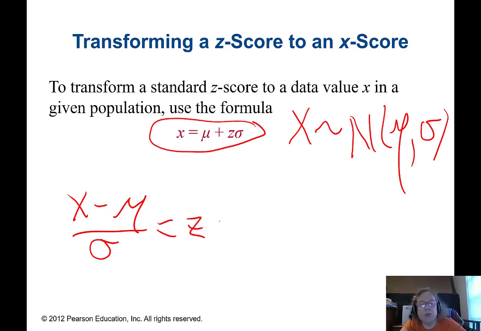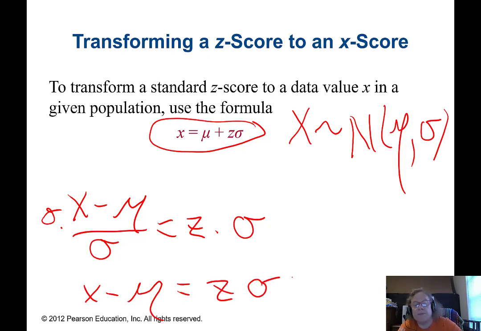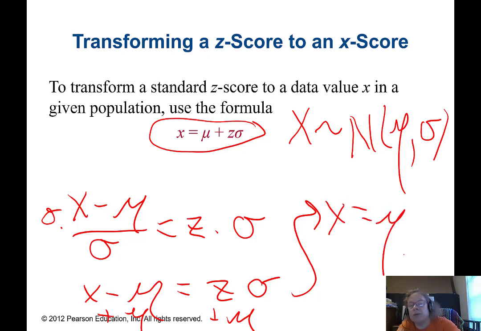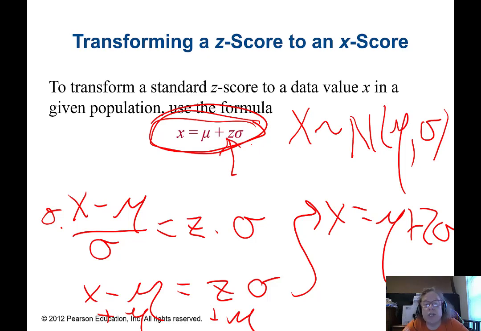Using a little bit of algebra, we can multiply both sides times sigma. That gives us x minus mu equals z sigma. Then if we add mu to both sides, we get back this equation here, x equals mu plus z sigma. So we're basically going to have to transform our z-score. First we'll look up our z-score using the probability we're given, and then we're going to have to transform it into our x-score using this equation.